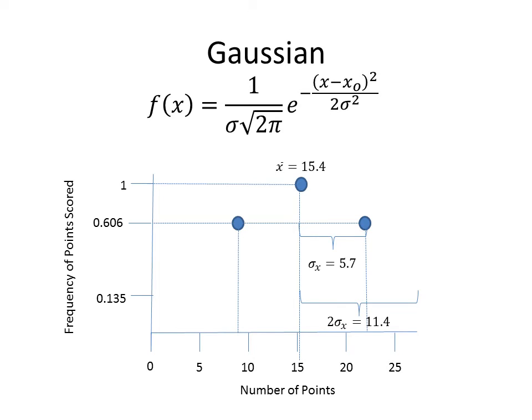Similarly, 2 standard deviations away from the mean, the frequency will drop to 13.5% of the maximum value and will therefore receive a y value of 0.135.